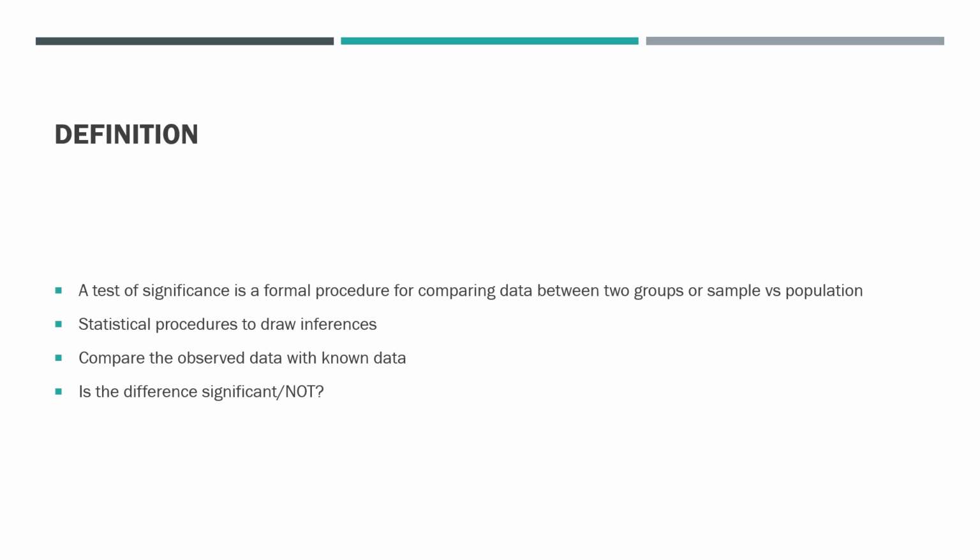What are you comparing? You are comparing either a sample and the population from which the sample is taken, or you have two groups. You need to compare data between two groups and see whether there is any difference, and if there is a difference, whether it is going to be significant or not. So this is just a statistical procedure to draw a conclusion. This is based on probability. You know there is a difference, but you are not sure whether the difference is significant or not.